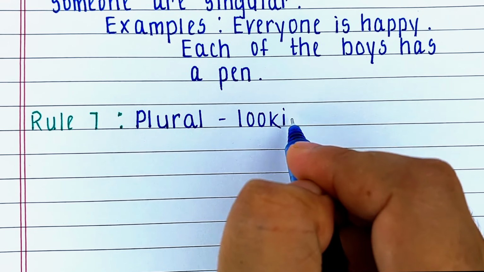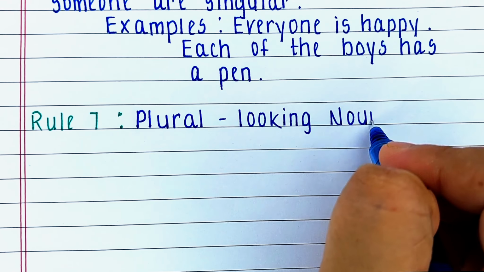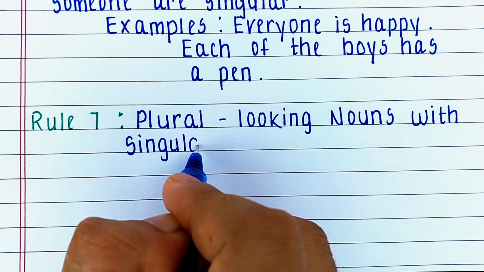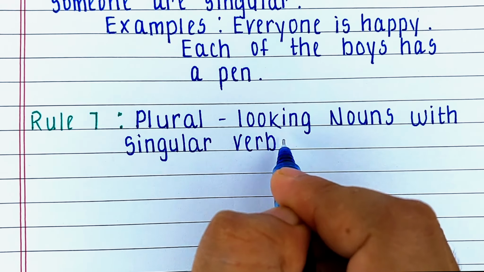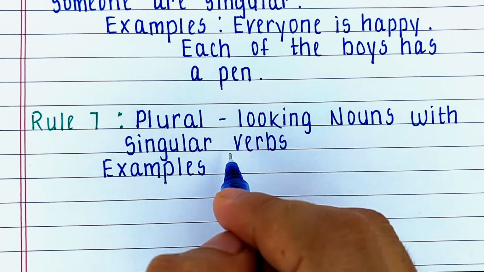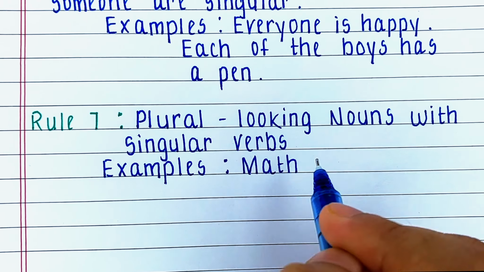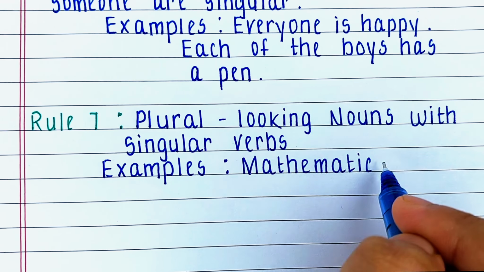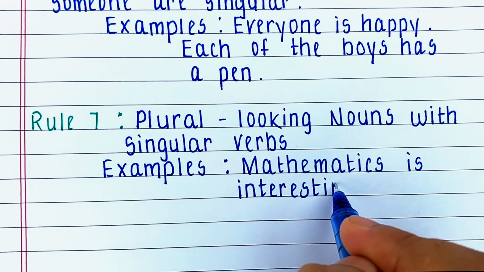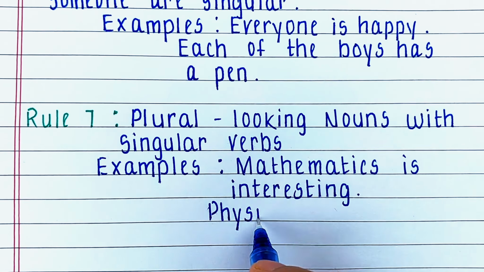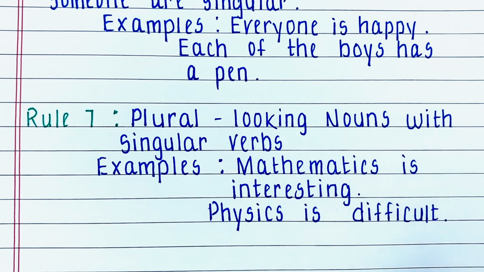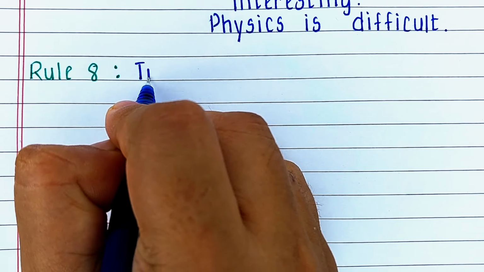Rule number 7. Plural looking nouns with singular meaning take singular verbs. For example, mathematics is interesting. It seems that mathematics is plural but it is singular, so it will take a singular verb. Next example, physics is difficult.